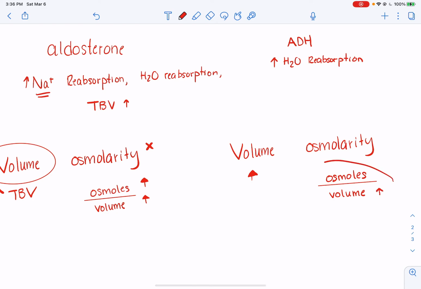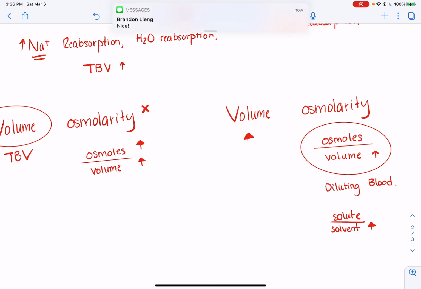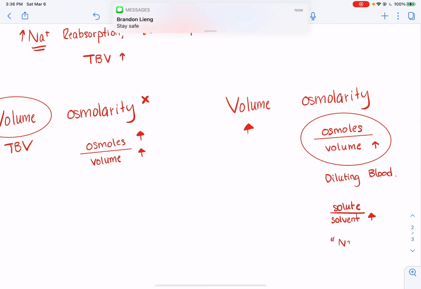And because this is a ratio, we're actually going to be diluting the blood because water is getting reabsorbed and we have more volume, but nothing is happening to the osmoles. So there's actually going to be less solute per solvent because we're increasing the volume of our solvent, such that there's going to be an apparent change in the amount of osmolarity because there's going to be less of this apparent sodium ion.